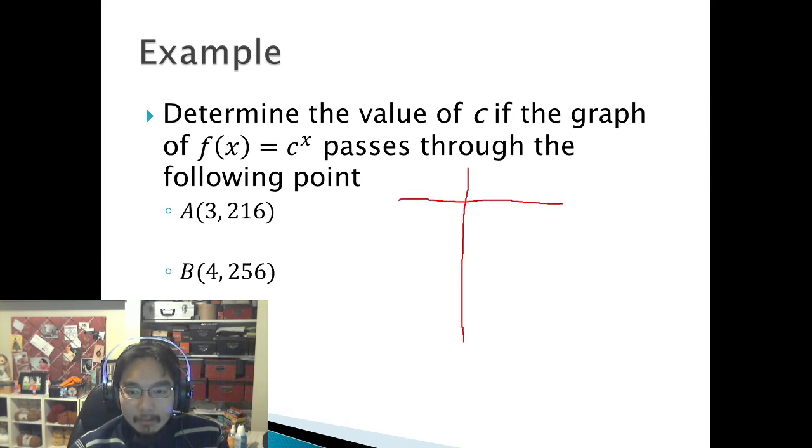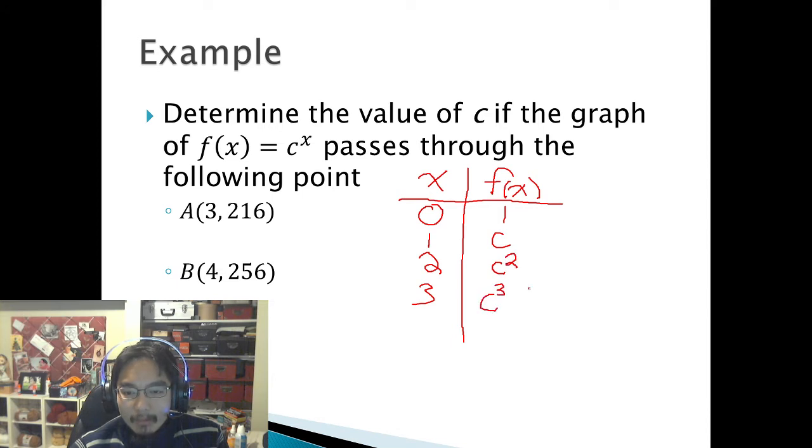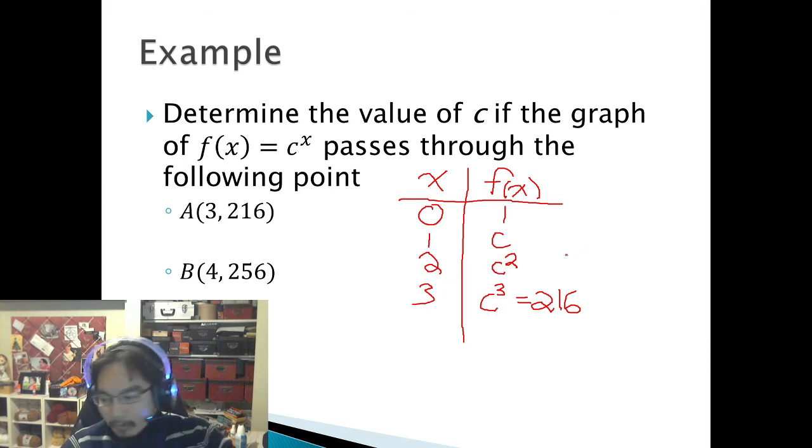I know the following. So here is x, here is f of x. Our table of values goes 0, 1, 2, 3. So you know this is 1. You know this is going to be whatever c is. This is going to be c squared. This will be c to the power of 3. C to the power of 3 is supposed to equal 216. Okay, well there we can just take the cube root of 216, since we're solving for c.